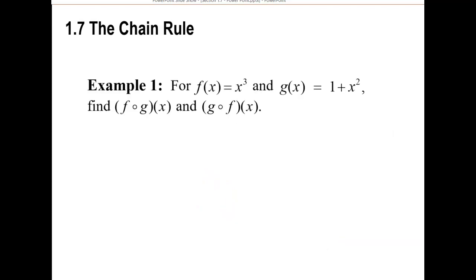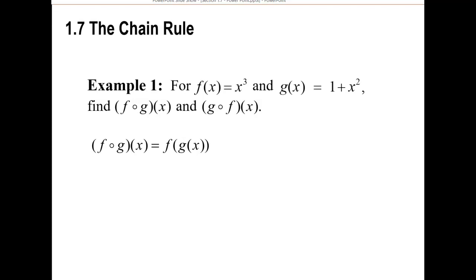So for example 1, we're given f of x equals x to the third, and g of x equals 1 plus x squared. We want to find f composed with g of x and g composed with f of x. The order in which you compose two functions will matter. In the first one, you take g and plug it in for the x's in f. For the second part, we take the f function and plug that entire function in for the x's in the g function.